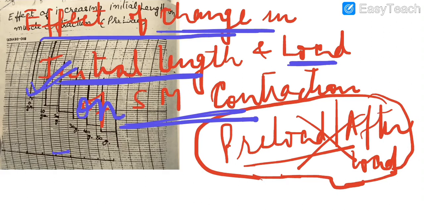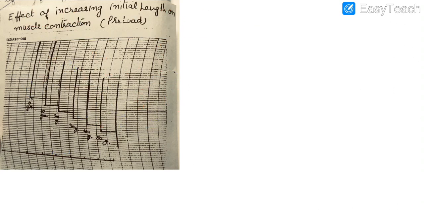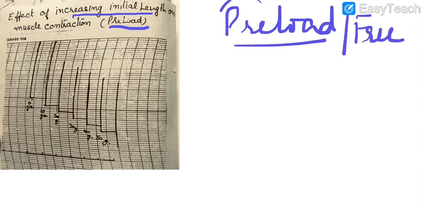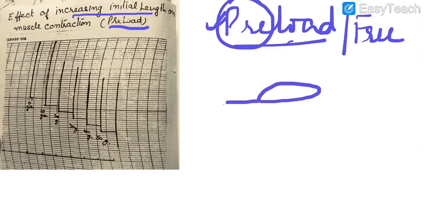Let me remove this ink. So this graph, this is effect of increasing initial length as well as load. So how will you say this is the preload? First of all, what is the preload and afterload? Preload is also known as free load. Pre means previously or before we are loading a particular muscle. Say now muscle preparation is there, we will stimulate this now part and make the muscle contract.